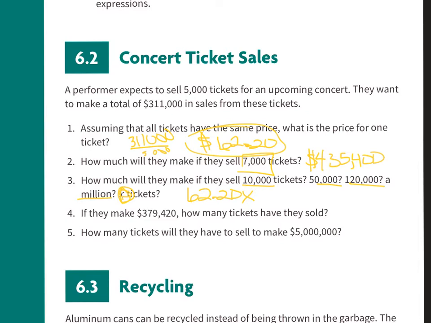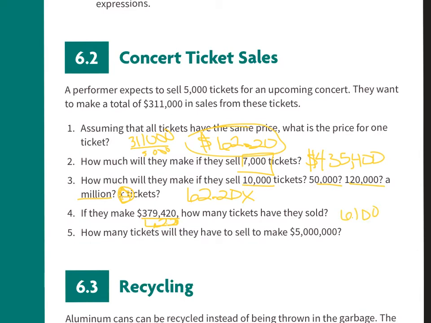Okay. If they make $379,420, how many tickets have they sold? So we just take this number and divide it by the price of one ticket, 62.20. So we go 379,420 divided by 62.20. I get 6,100 tickets.